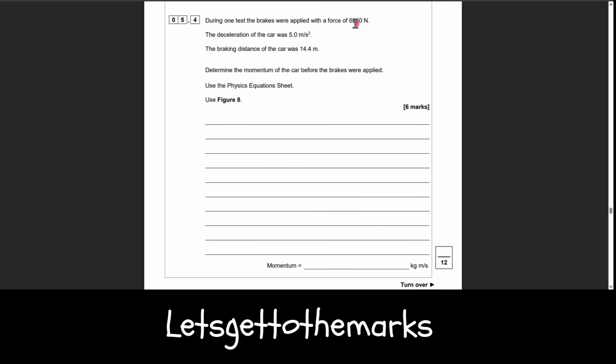All right, I'm going to go through the explanation. So we're going to look at this. We've got 6,250. That's a force. And we've been given the distance. And we've been given acceleration or deceleration, same as acceleration. We've been asked to find momentum.